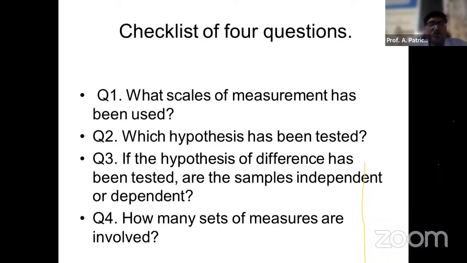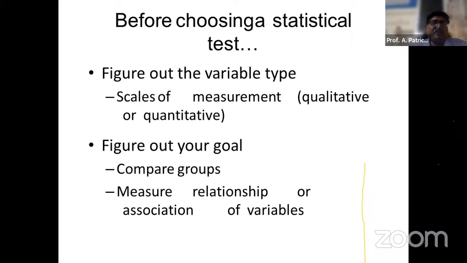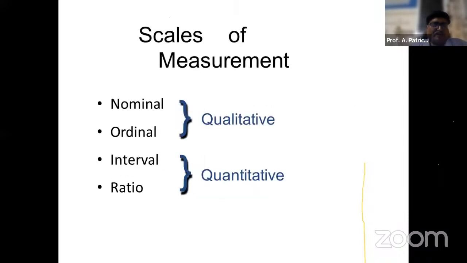Is it relationship or correlation? If the hypothesis is difference, is it based on dependent or independent samples? How many sets of measures are there? This will tell you whether you can go for univariate, bivariate, or multivariate kinds of tests. You'll have to figure out the variable type and find out your goal, what you want to work out, what you want to convey by doing that analysis. This must be clear in your mind.